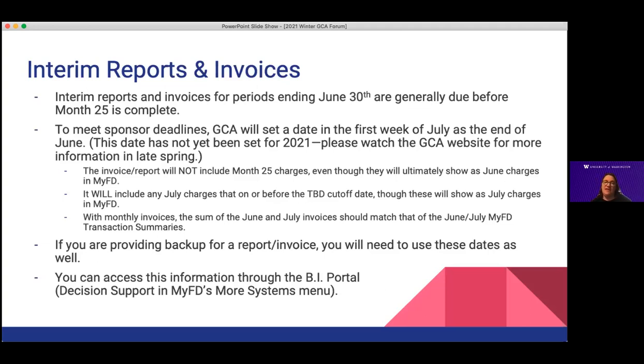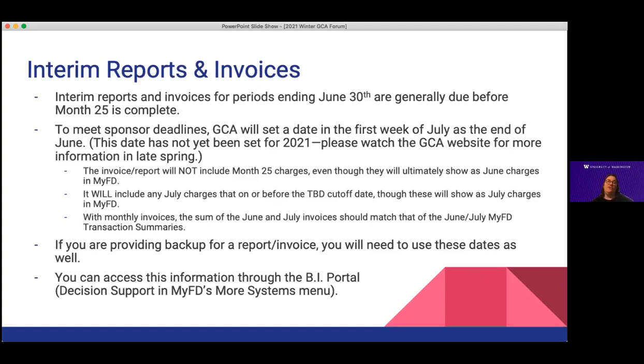And so we will set a date in the first week of July. The exact date hasn't yet been determined. Watch our website. We'll have more information in the late spring. For example, I believe last biennium, it was July the 6th. And so you'd send out a report that does not include month 25 charges, even though these will ultimately show as June charges in MyFD because they haven't posted yet, but it will include any very early July charges that post on or before that cutoff date, even though these will show as July charges in MyFD.